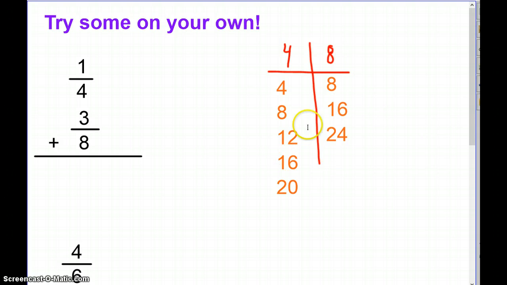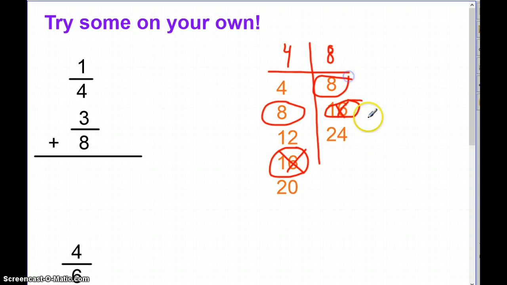I can already stop because I see that they have a multiple in common. 16 is going to be the smallest multiple that they have in common. Ah, I lied. I'm so sorry. I'm wrong. 8 is the smallest multiple they have in common.